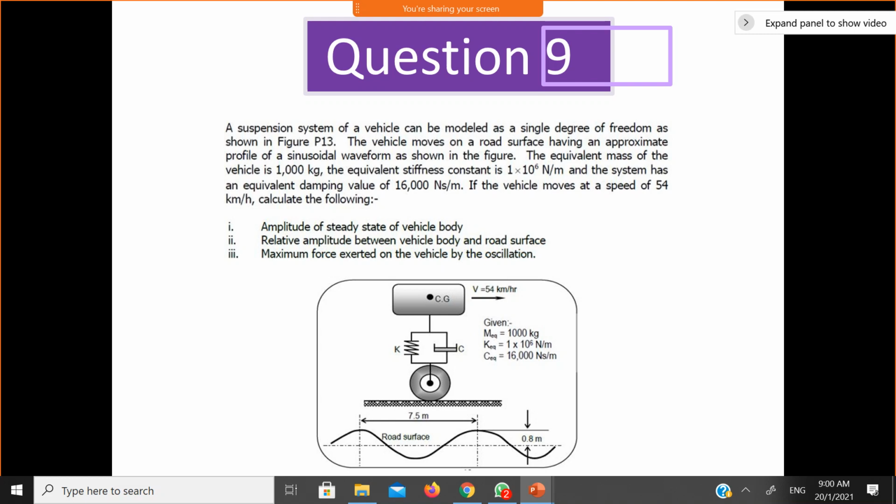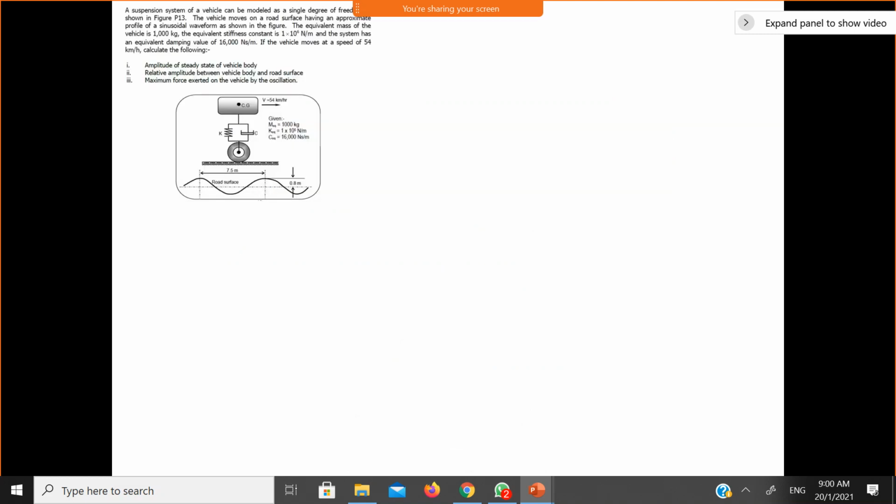This one is usually base movement. Base movement means the third condition. Okay, so let's list out the parameters given. We have M equivalent equals 1000, K is 1 times 10 to the power of 6 Newton per meter, C is 16,000 Newton second per meter, and V is given as 54 kilometer per hour.